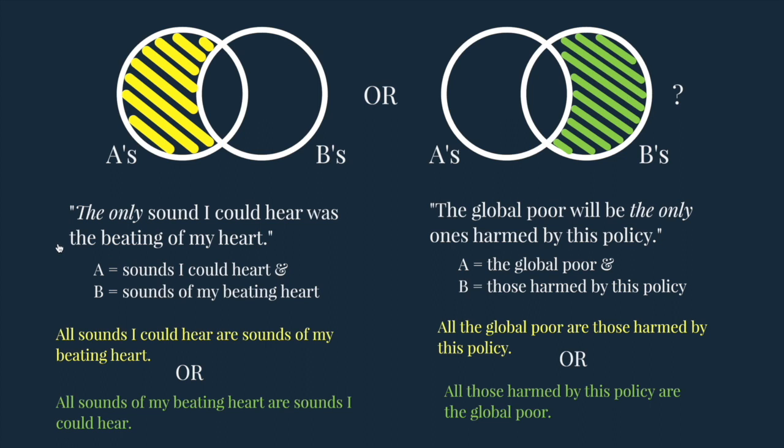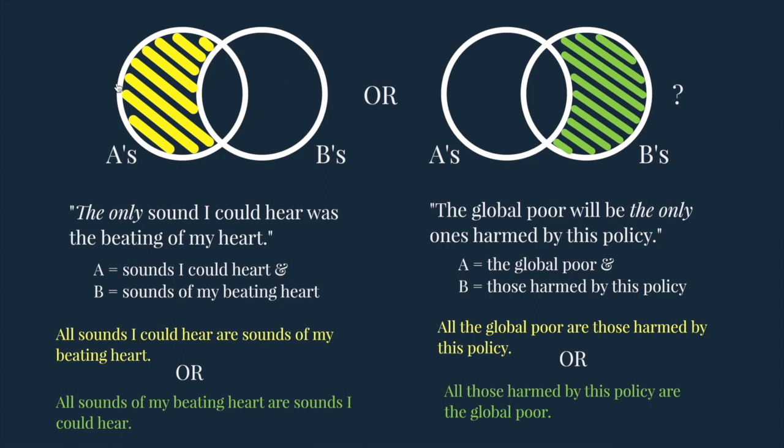So if I start with a statement like the only sound that I could hear was the beating of my heart, and I assign my A circle to the category of all the sounds that I could hear, and the B category to the sounds of my beating heart, I now have this decision to make: am I trying to say it this way or this way when I say the only sound I could hear was the beating of my heart? In this version, what I've got is all of the sounds that I can hear are the sounds of my beating heart. Is that the only sound that I could hear was the sound of my beating heart?